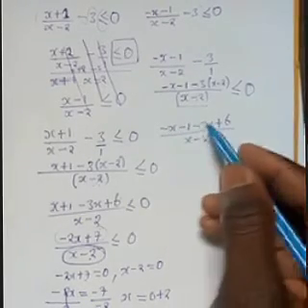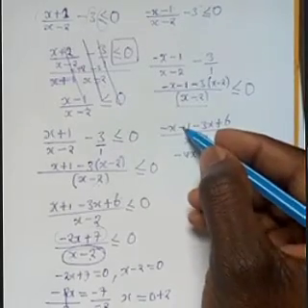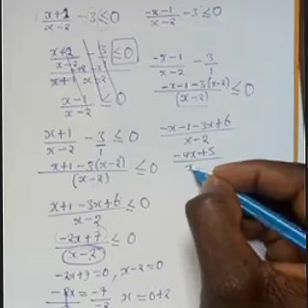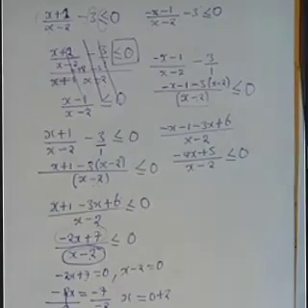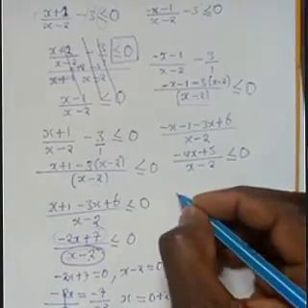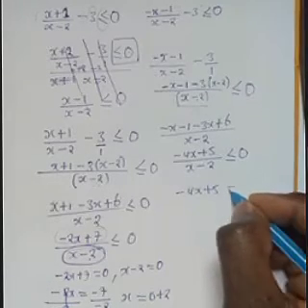Then this plus that, we're going to get negative 4x. Negative 1 plus 6, we're going to get positive 5. So we're going to have negative 4x plus 5 over x minus 2 less than or equal to 0. You find the critical points also for this part. We're going to have negative 4x plus 5 equated to 0.